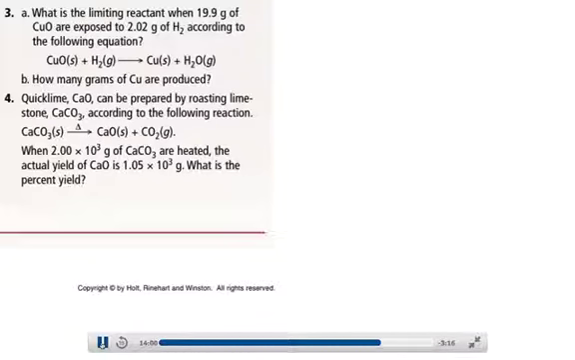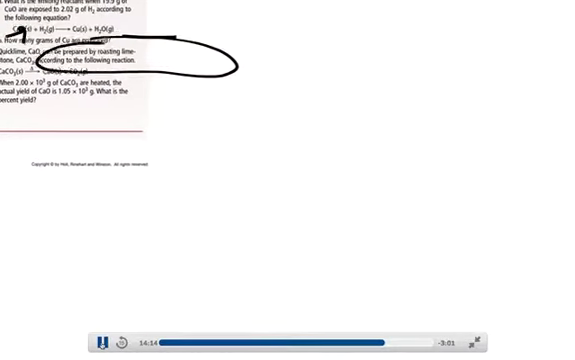What is the limiting reactant when 19.9 grams of copper oxide are exposed to 2.2 grams of hydrogen? According to the reaction, they give us the reaction, they make it easy. How many grams of copper are produced? Okay, no problem when you make it that easy.